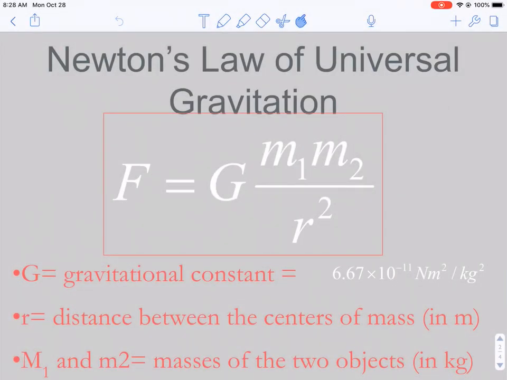Okay, this video is about Newton's law of universal gravitation, or the force equation for how we calculate the force of gravity between two different objects. Remember, gravity is always a between thing. Even though we think about the gravity of the Earth, it's the gravity between Earth and us. So two masses are needed.